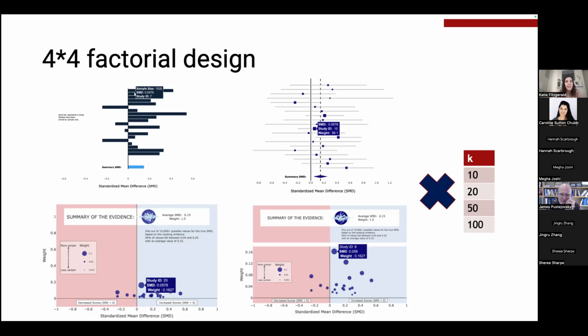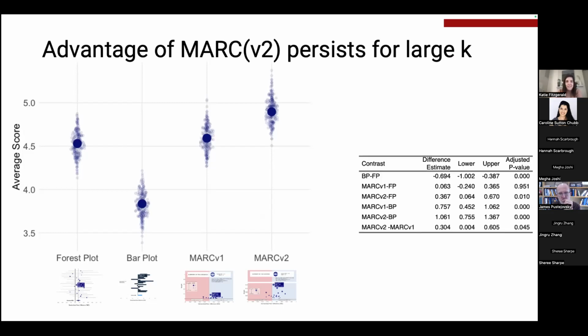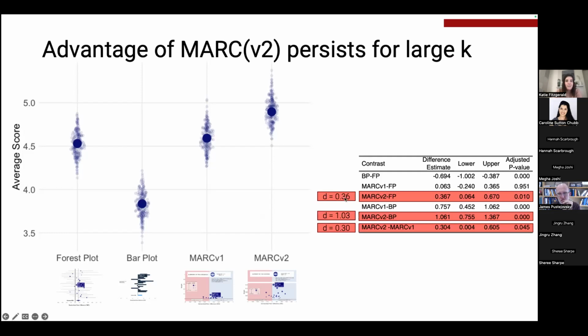So we changed them all into interactive visualizations so that when you hover over a particular study, information about that study pops up. And we did find that the advantage of the marked plot does persist for larger K, so for large meta-analyses as well, but only when we used that second version that maintained that y-axis utilization, right? So that does really seem to be the key there. And these are the difference estimates here. The advantage over the forest plot was a Cohen's d of about 0.4. The advantage over the bar plot this time was a Cohen's d of about 0.1, or about 1 actually. And the marked version 2 was significantly better than marked version 1 as well.